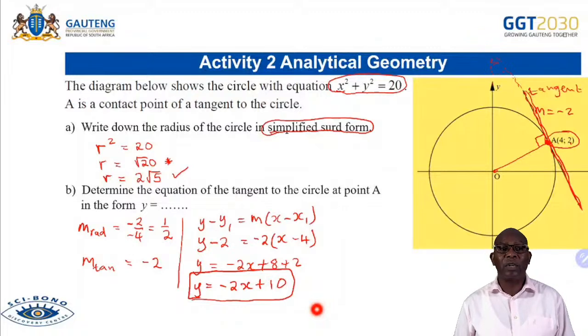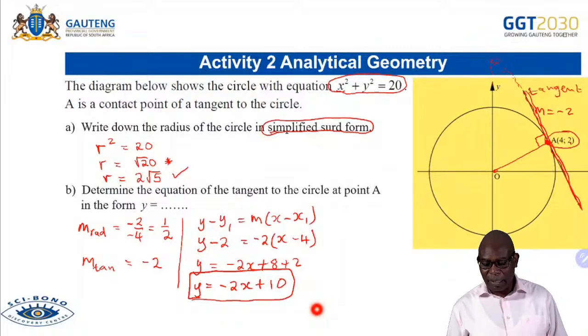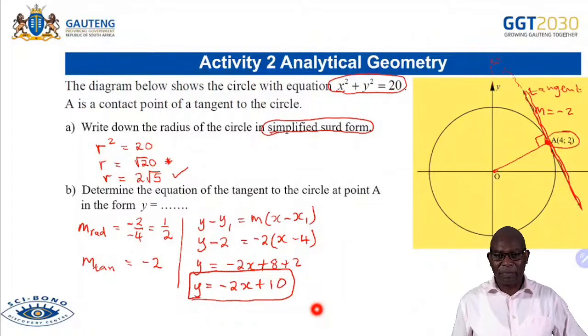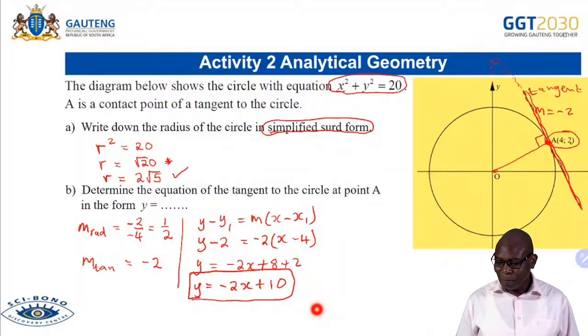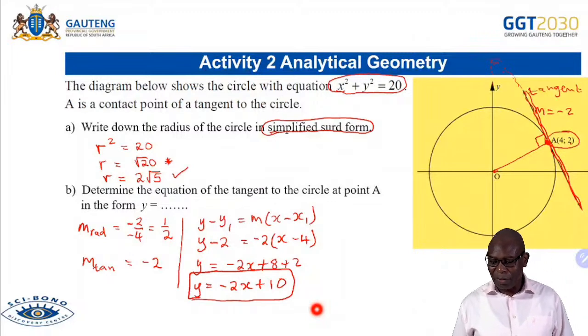So I already know my y value will be 10. The gradient is negative, so that line has a negative gradient. Then I'll have y equals negative 2x plus 10. I think we're doing very well in this.